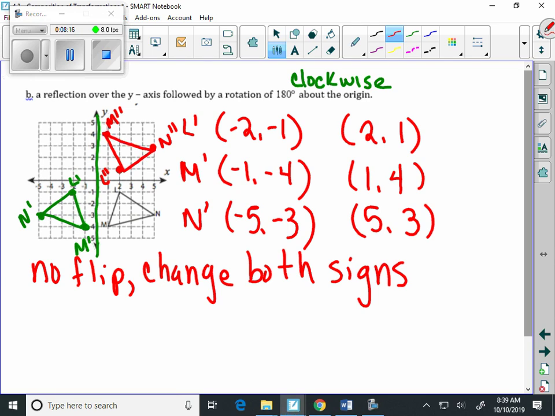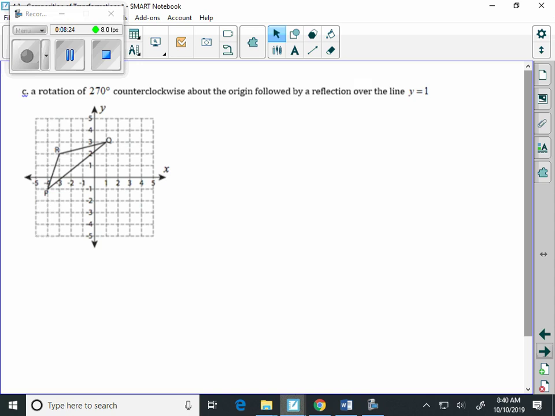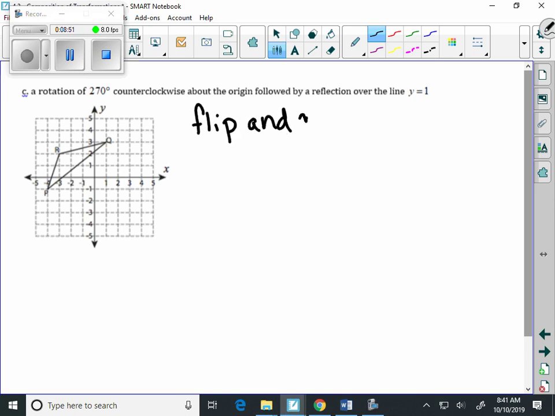And there's our triangle. Let us see. A rotation counterclockwise about the origin, followed by a reflection over the line y = 1. Remember, when you have more than one transformation, we need to go in order. So the first part is the 270 degrees counterclockwise. When we look at this, the rule for counterclockwise is that we flip and change the second sign.